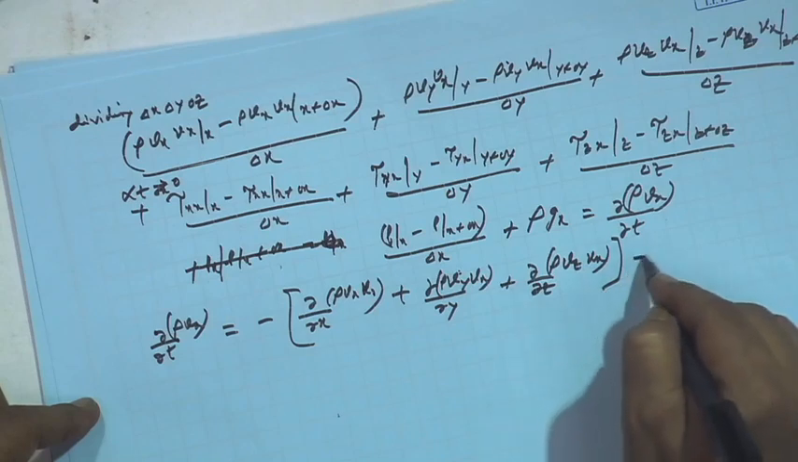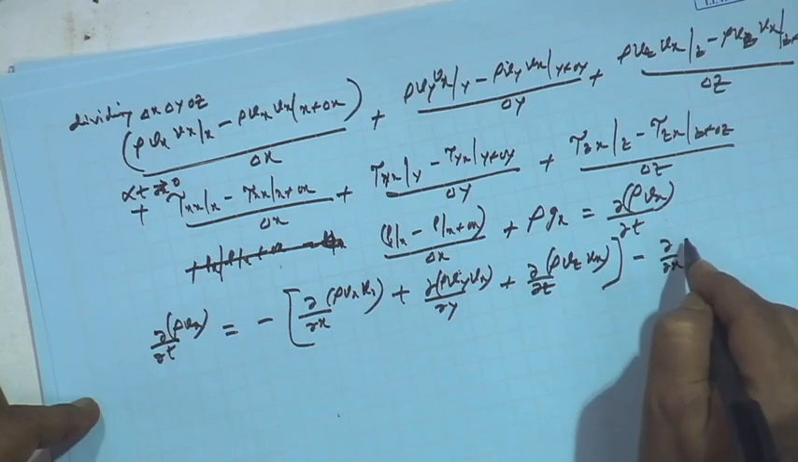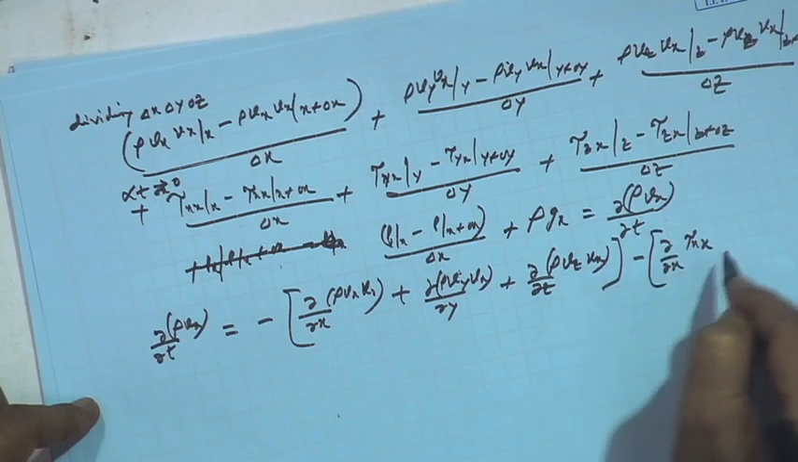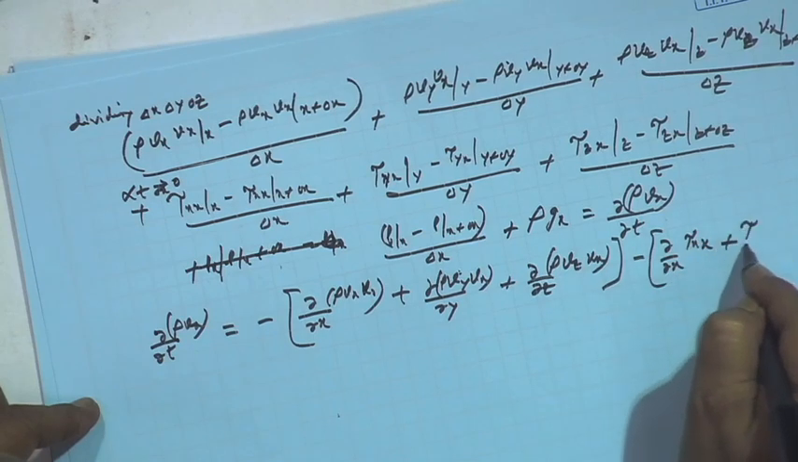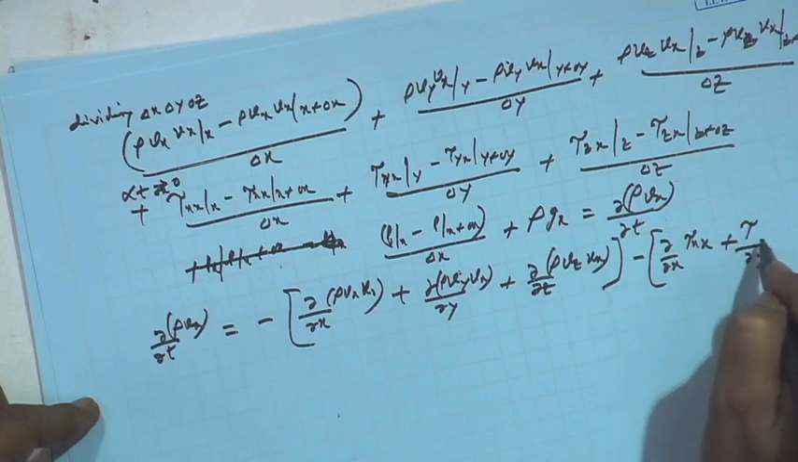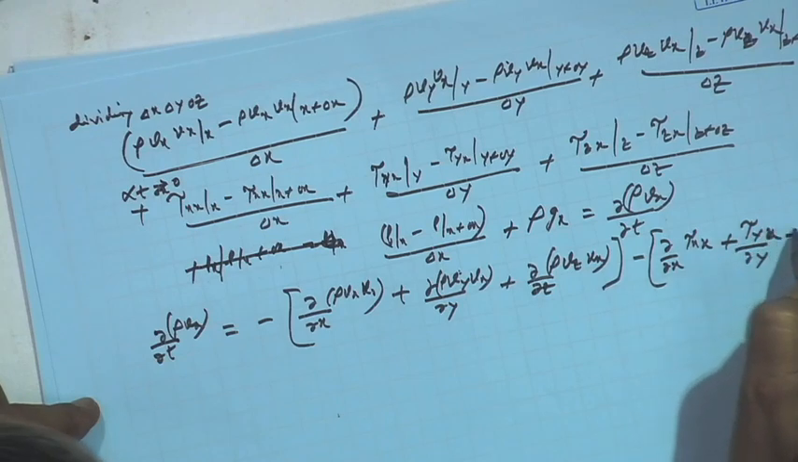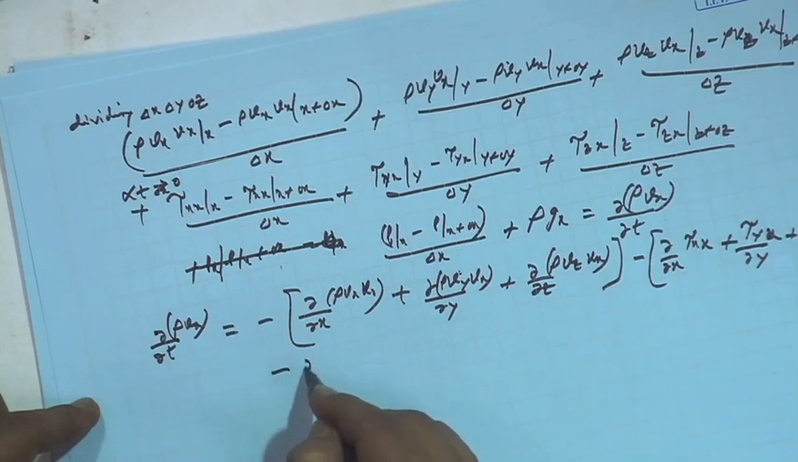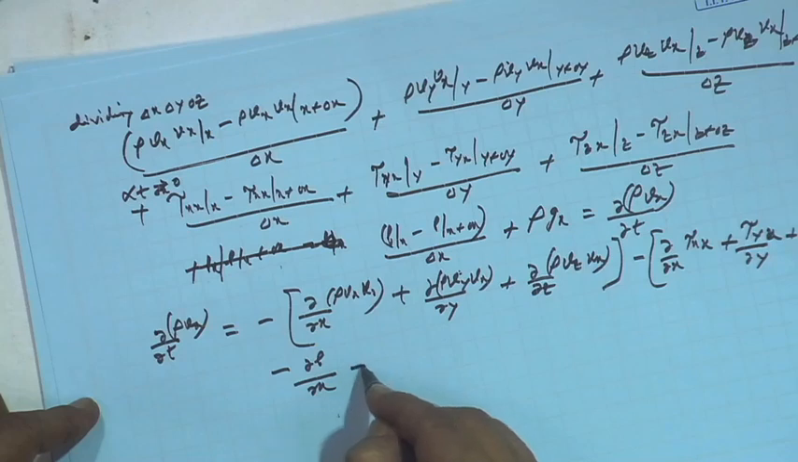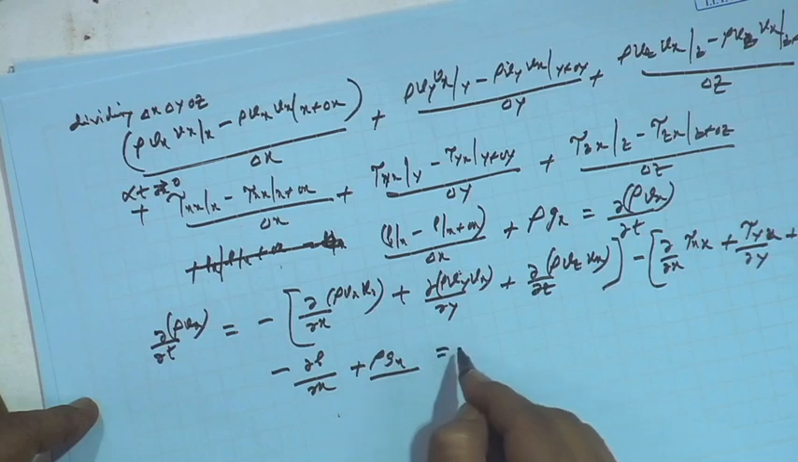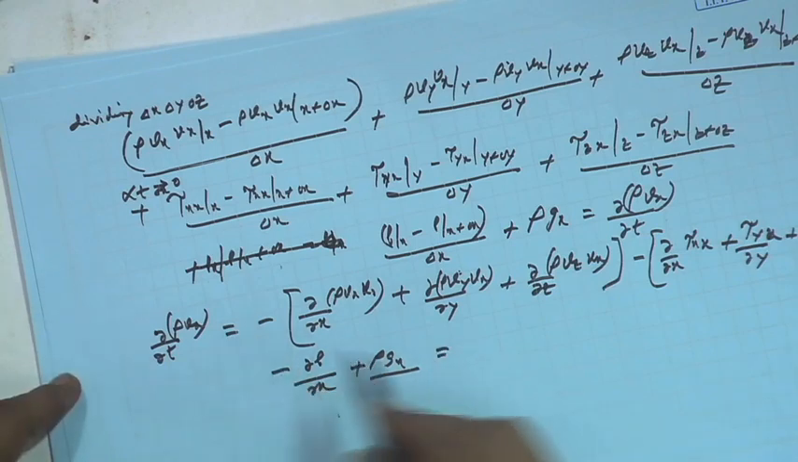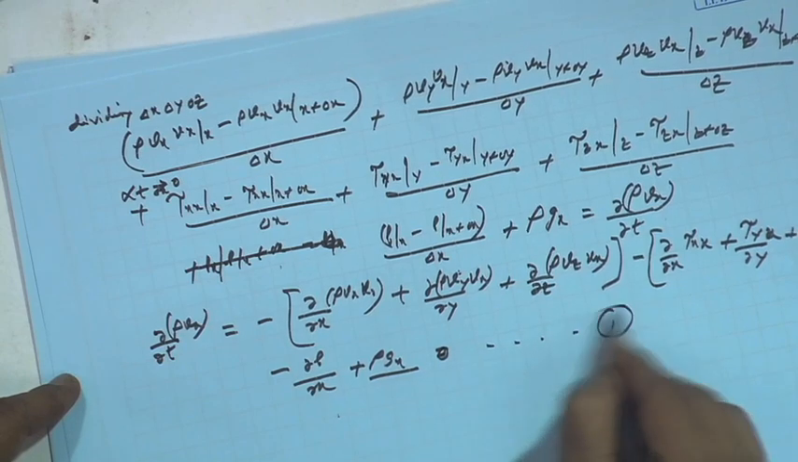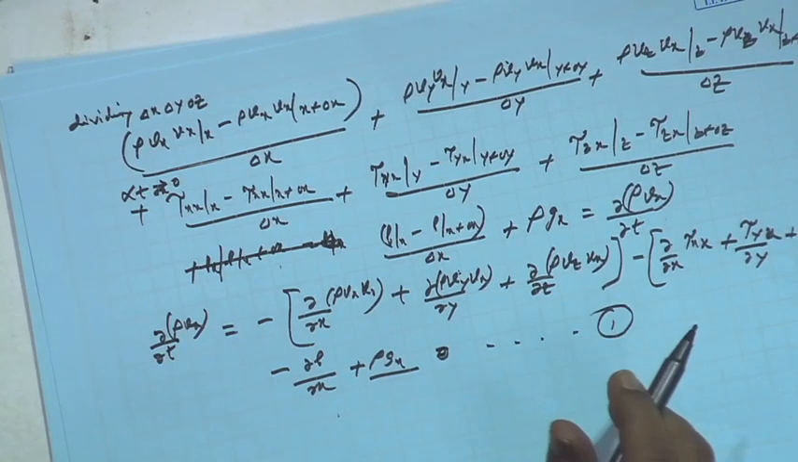This minus ∂/∂x of τxx plus ∂/∂y of τyx plus ∂/∂z of τzx, right. This minus ∂p/∂x plus ρg_x. Already we have made it equal. So, this we can say to be equation number 1, right.